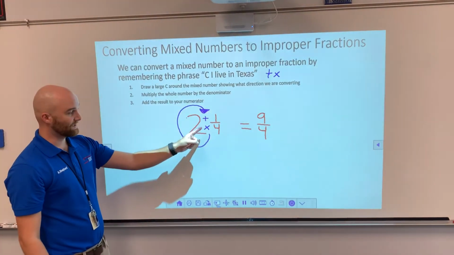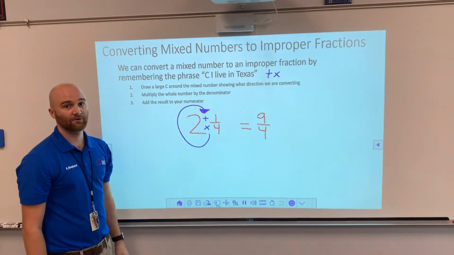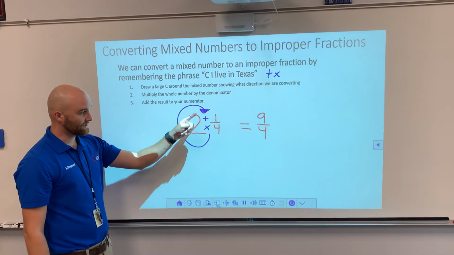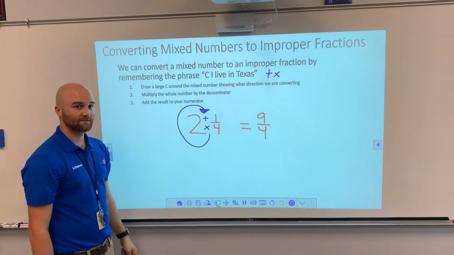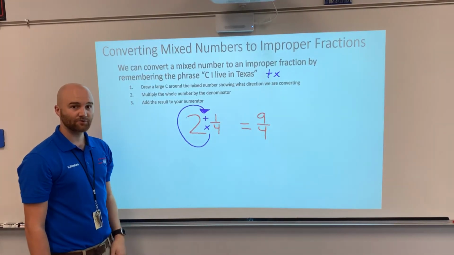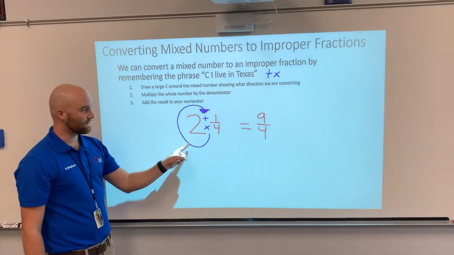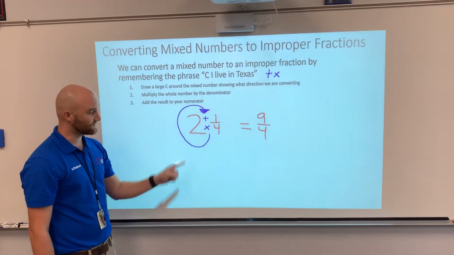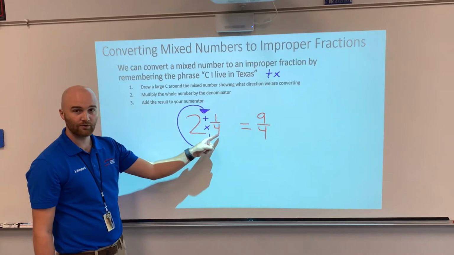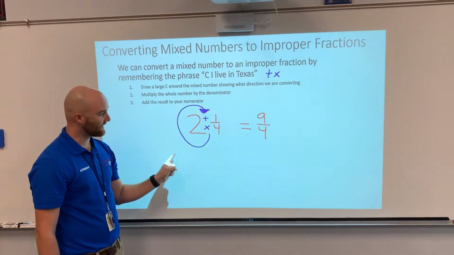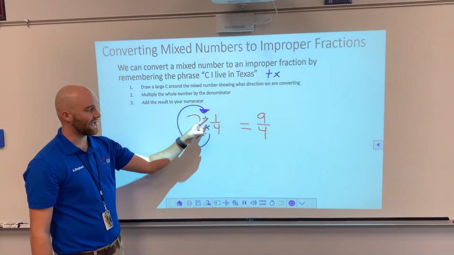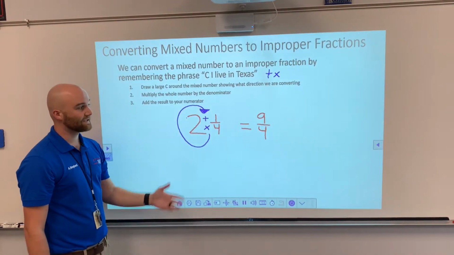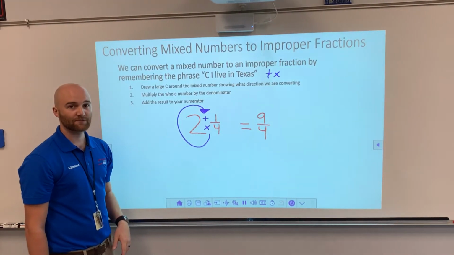All we did is we drew a big giant C around our mixed number. Then we wrote in TX for Texas, and that looks like a plus and a multiplying. We follow the steps in our arrow: 2 times 4 gives us 8. Bring it around to the top, and that 8 we have to add together with the 1. That gives us our new improper fraction.